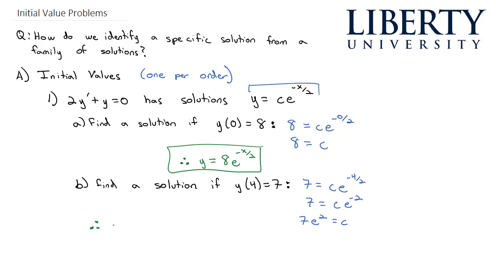So therefore, we can conclude our solution is the curve y equals 7e squared times e to the negative x over 2. And I might even simplify that by adding the exponents to say it's equal to 7e to the (2 minus x over 2). Or you could get a common denominator and call it (4 minus x) over 2. Either way would work, but we've got now our specific solution curve that goes through the initial value of y of 4 equals 7.